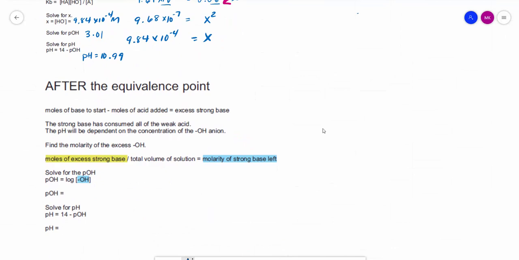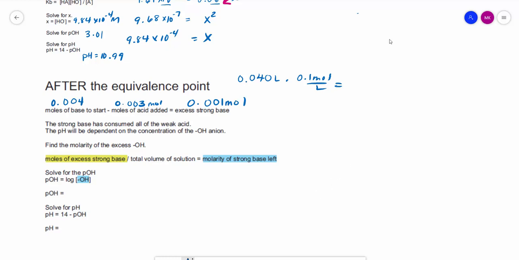So the moles of acid to start was 0.003 moles of acid. But now I have 40 milliliters of base. So I have 0.004. I'm just going to double check that with my calculator. So I have 0.004 moles of base to start. That means I have more base than I do acid. So I'm going to consume all of the acid, and I have 0.001 moles of excess strong base.